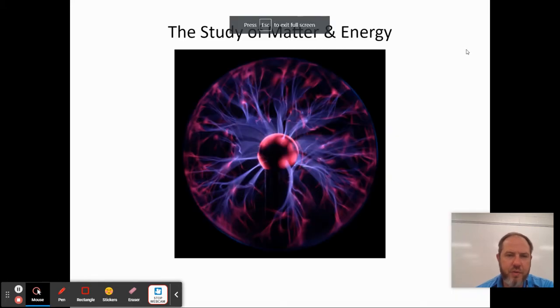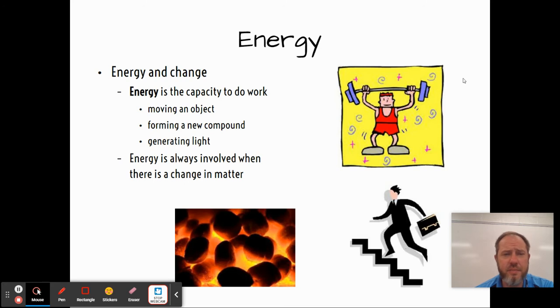In chapter 2 right now, we're on the study of matter and energy. This chapter is all about how energy is transferred in chemistry, and then additionally some scientific method kind of stuff. So we'll start with energy. Our traditional definition of energy is the capacity to do work, or generate light. And in chemistry class, the energy changes are associated with all changes in matter.